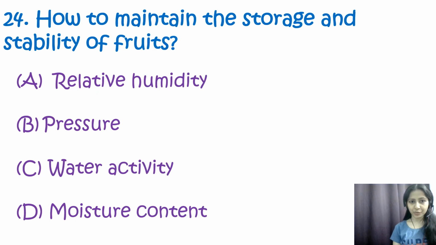So question number 24. How to maintain the storage and stability of the fruits? The options are relative humidity, pressure, water activity, and moisture content. So over here, the most appropriate answer is A, that is relative humidity. Maintaining the right level of relative humidity plays a crucial role in the storage and stability of the fruits. High relative humidity helps to reduce respiration, as it slows down the metabolic process, which can extend the shelf life of the fruits. So the appropriate answer is option A, that is relative humidity.